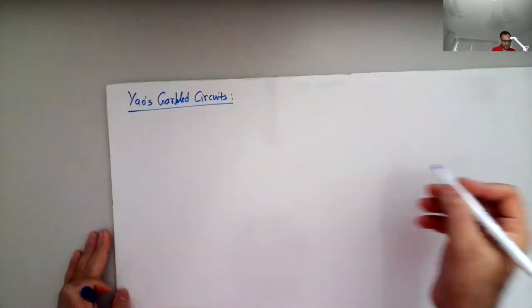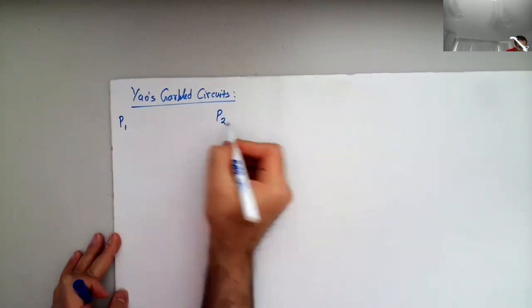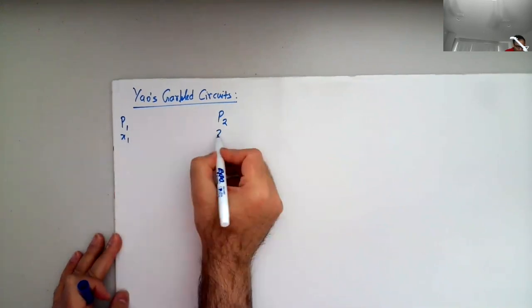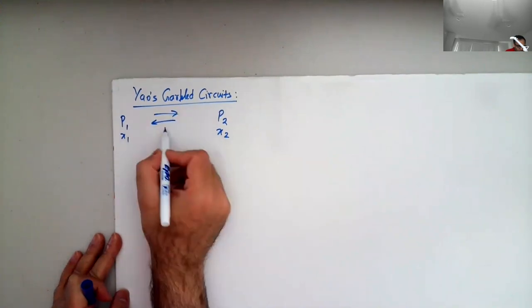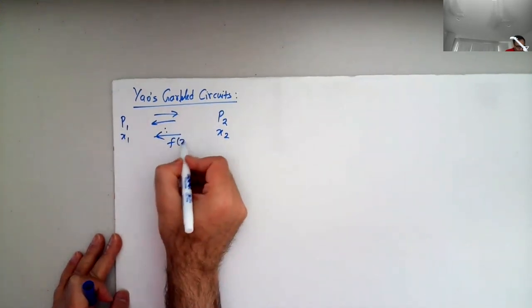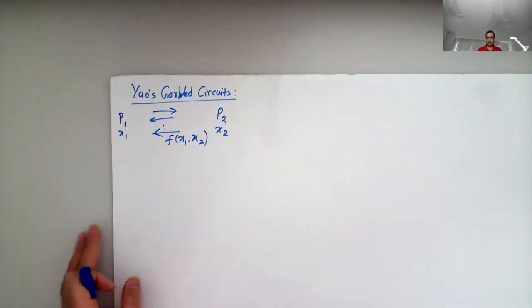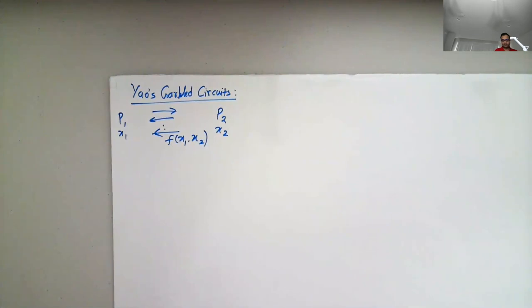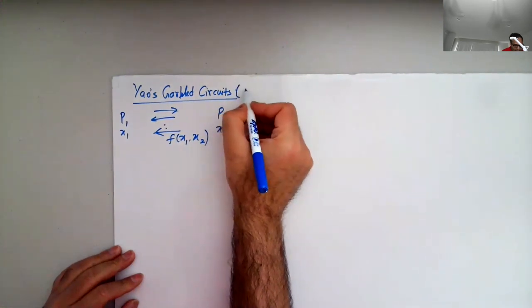So we have two parties, P1 and P2, let's say having inputs X1 and X2, and they are trying to run some kind of protocol at the end of which they will learn f of X1, X2. So that's the problem that we want to solve today, right? And the protocol should be such that it doesn't reveal anything except the output, f of X1, X2. And for now, let's stick to the semi-honest setting.